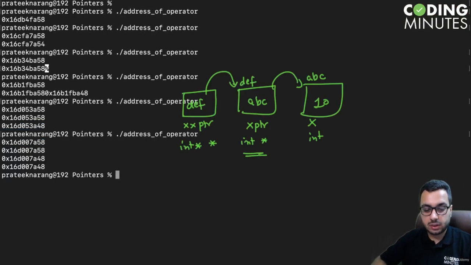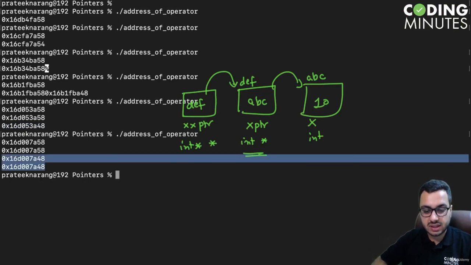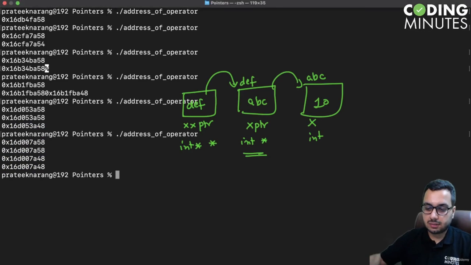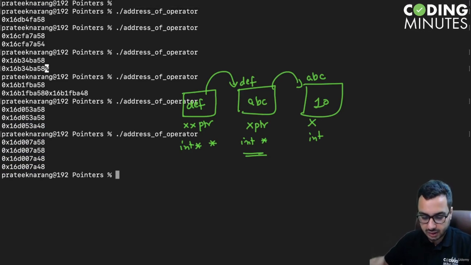Now if I run this code, you can see the first two outputs are the same and the second two outputs are the same. That means in the first two outputs we are printing this value and this value, these two are the same. Then we are printing this value and this value, these two are the same.